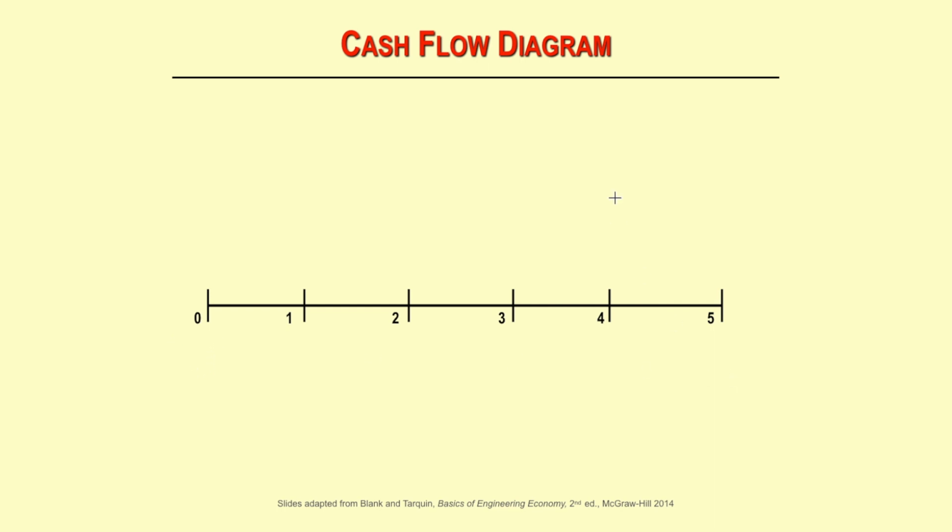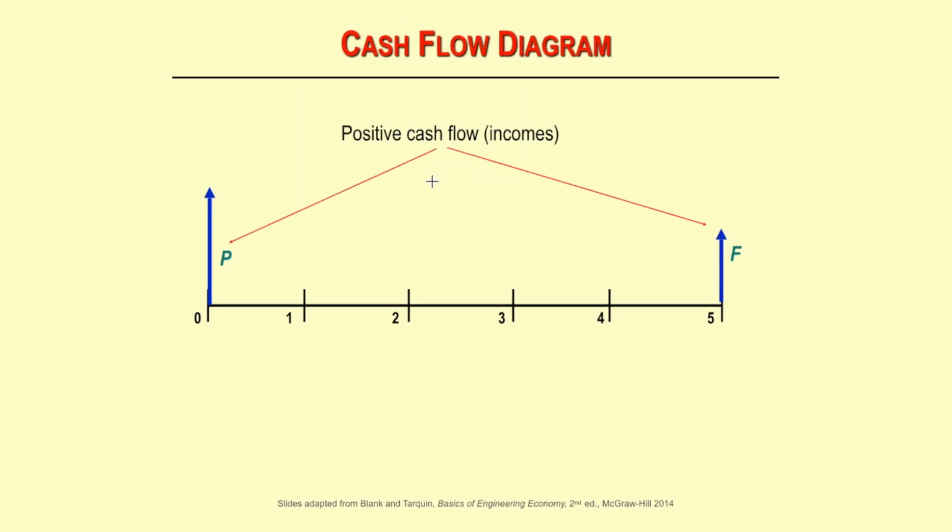t equals 5. Next, when you want to draw a positive cash flow, that means money is flowing into the system, money that is being earned by the system, you draw it with an arrow pointing upwards. Right? So this arrow here indicates that money is flowing into the system at t equals 0. So I have here another example, a positive cash flow at t equals 5. So money is being earned at year 5. So both of these arrows indicate positive cash flow, that is incomes.